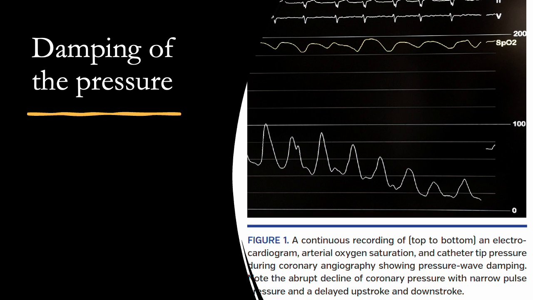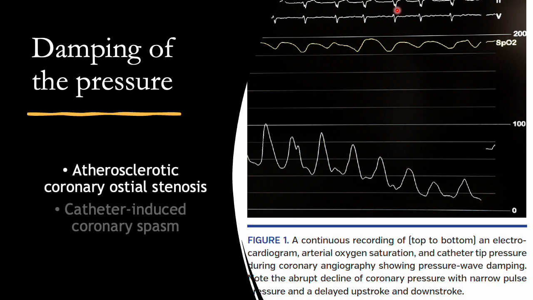In the cath lab, what we commonly call damping is actually overdamping. It produces falsely low systolic and falsely high diastolic pressure recordings. The waveform develops a narrow pulse pressure with delayed upstroke and downstroke. Common causes are atherosclerotic ostial stenosis and catheter-induced coronary spasm.